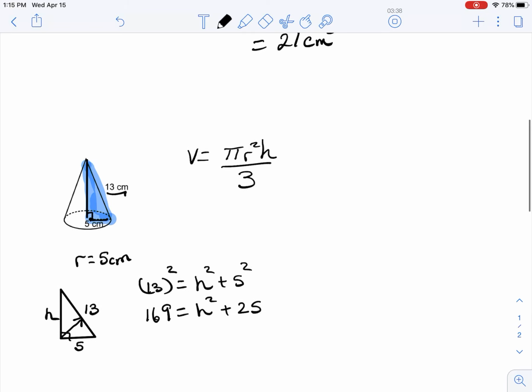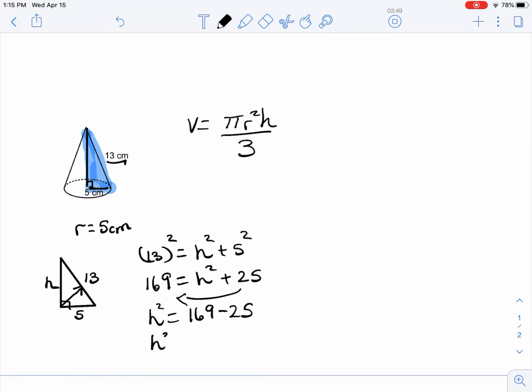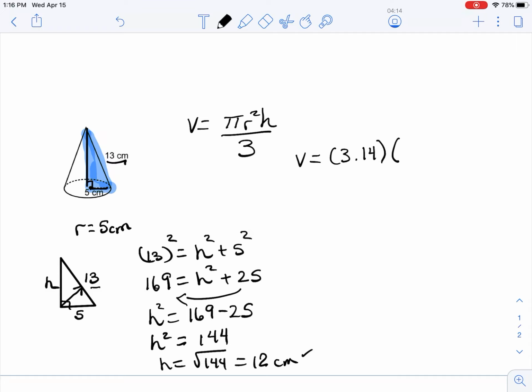So again, working that out, we're going to have that situation where we subtract that 25 from 169 when we balance. And 144, and taking the square root, 12 looks like my height, and I think we're good there because 13 is still the longest piece. So that's the only thing that's different about this particular volume question. We've got to calculate our height.